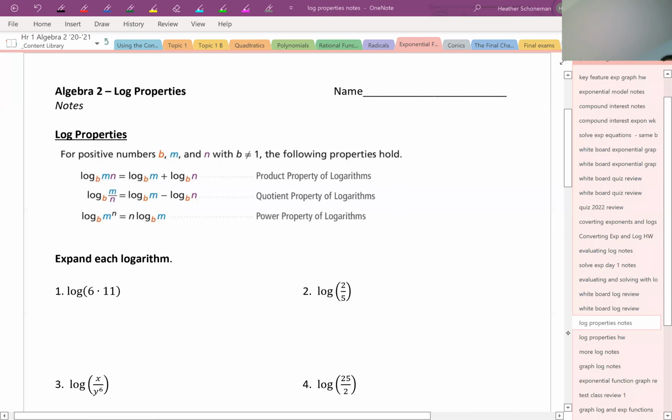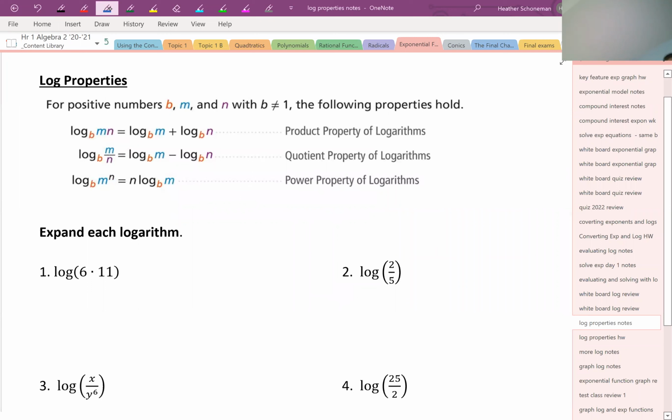Okay, this video is about log properties, and we have to understand the log properties so that we can use them to help us evaluate functions. So this right now is not solving anything. We're simply learning the properties so that we have the ability later, in the next lesson, to be able to solve. So there's three properties here, and they're listed.